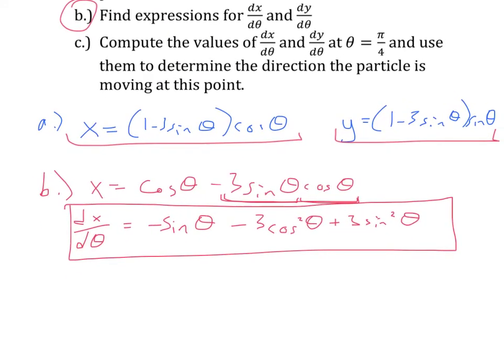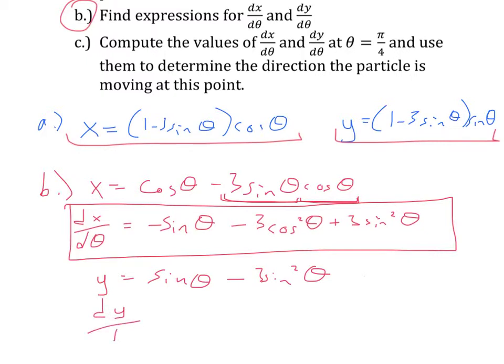Now I can move on and do dy d theta. Same thing, I'll begin by distributing that through. This will give me sine theta minus 3 sine squared theta this time.